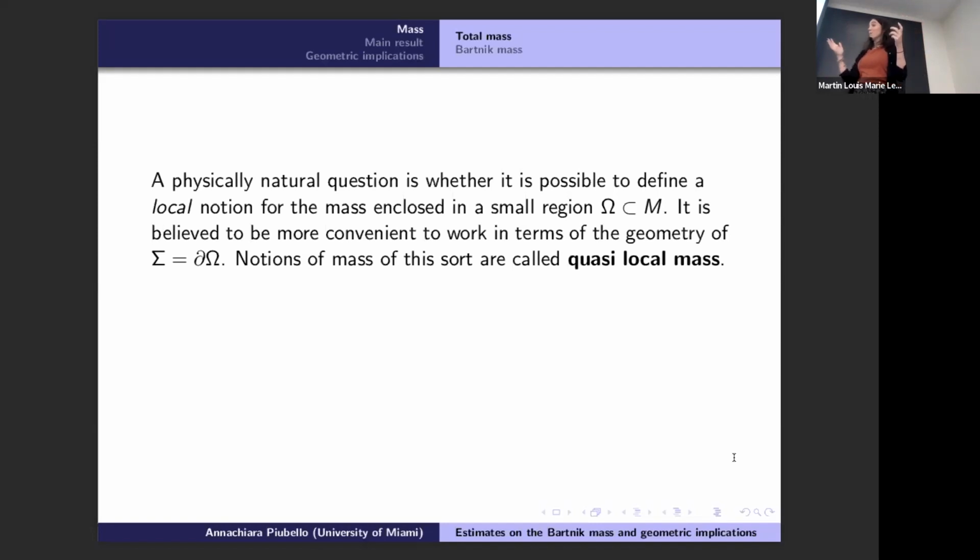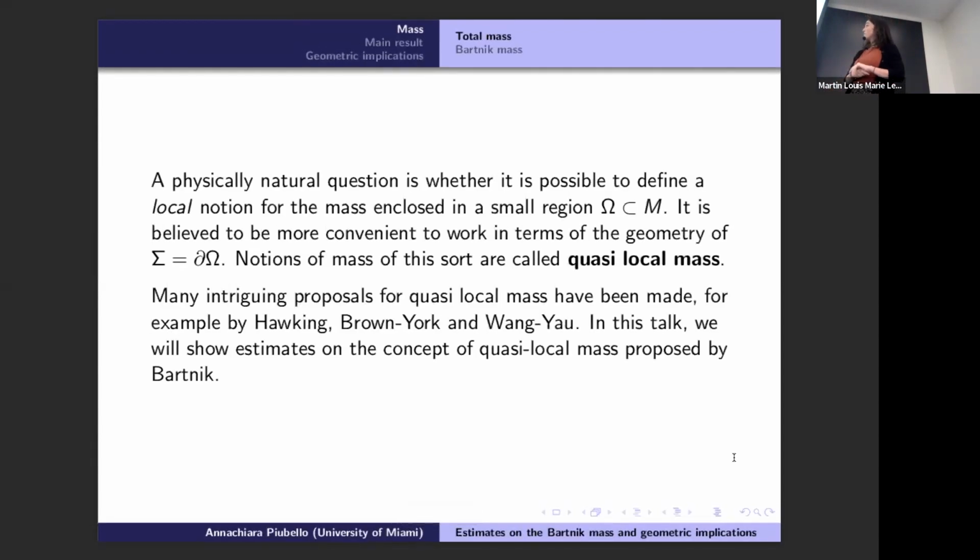However, in GR, again, we saw that the mass really only makes sense at infinity, right? So finding a local version of the mass is actually harder than in Newtonian gravity. And it also turns out that it's more convenient to work in terms of the geometry of the boundary of the region we are considering. And notions of this sort are called quasi-local mass. There have been many intriguing proposals for quasi-local mass, for example, by Hawking, by Brown-York, and by Wang-Yau.